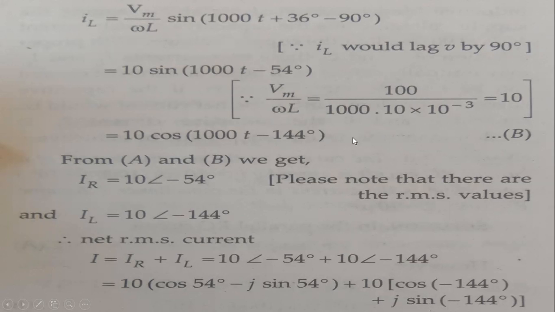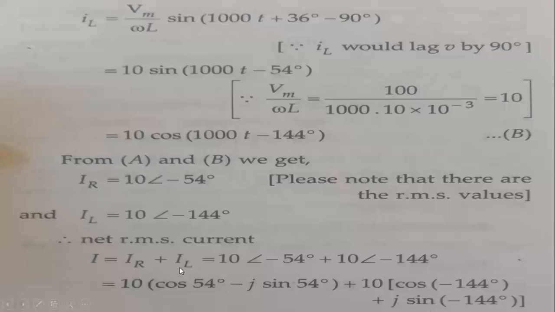How are they represented? See here the calculation: 100 divided by 1000 into 10, we get 10. So directly we are taking 10 cos of 1000t minus 144 degree, as the conversion is there. How did we get this 144 degree? By taking the entire sheet, because IR plus IL gives 180 degree. So from equation A and B, the current through R is 10 angle of minus 54 degree, whereas IL is 10 angle of minus 144 degree.